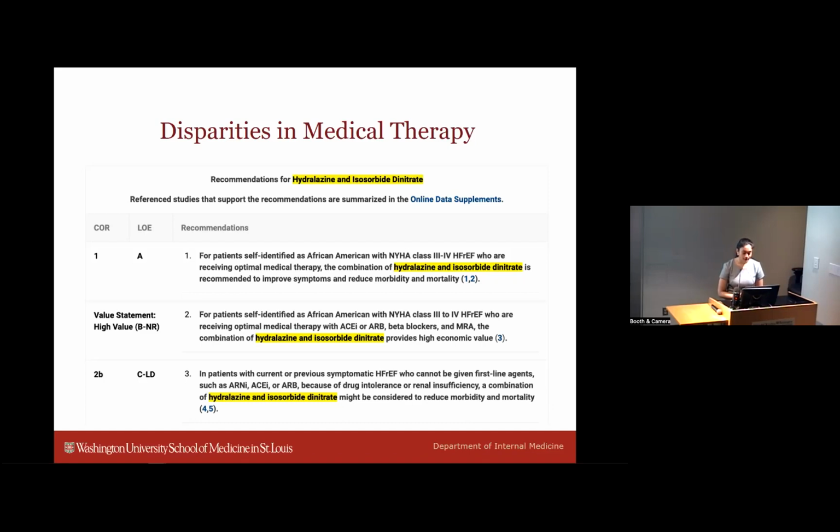Despite all the evidence that supports this, there is very decreased use of this combination therapy in African Americans. The concerns that most providers have are the three times daily dosing and adherence. Despite this, the underutilization of this therapy is more profound than the concerns.